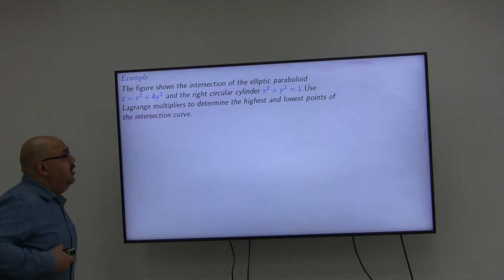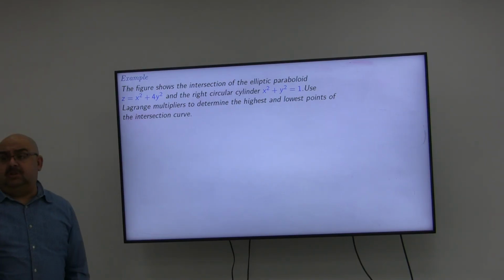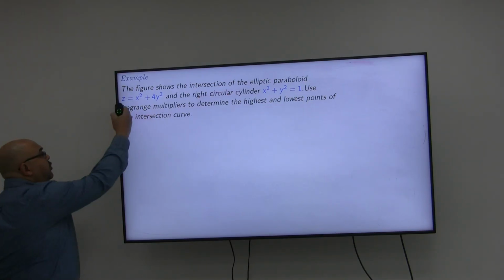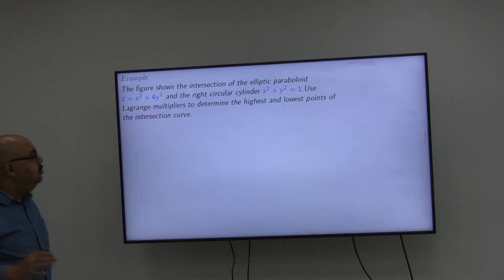He gives you a figure, but I don't think he needs to, because he stated the intersection of the elliptic paraboloid. Also, he shouldn't say elliptic paraboloid, because you know this equation is an equation for an elliptic paraboloid. Am I right? So this is what we studied in the previous part. This is z equal to x squared plus 4y squared. So it doesn't have to, but you know.